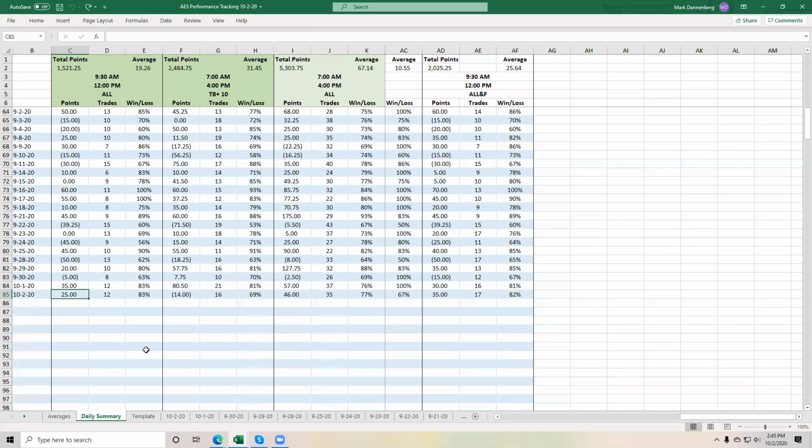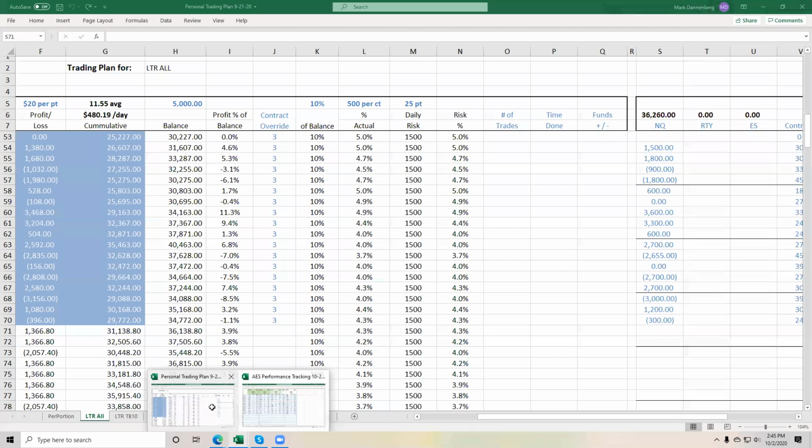And yesterday we did 35 points. So 35, and we took 12 trades. And today we did 25 points and we took 12 trades. Okay, that works out nicely.